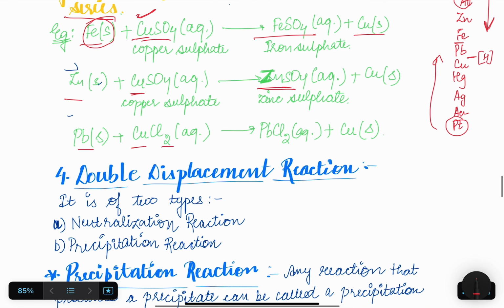Pb plus CuCl2, lead plus copper chloride. Lead is more reactive than copper. Hence, it forms lead chloride and copper.